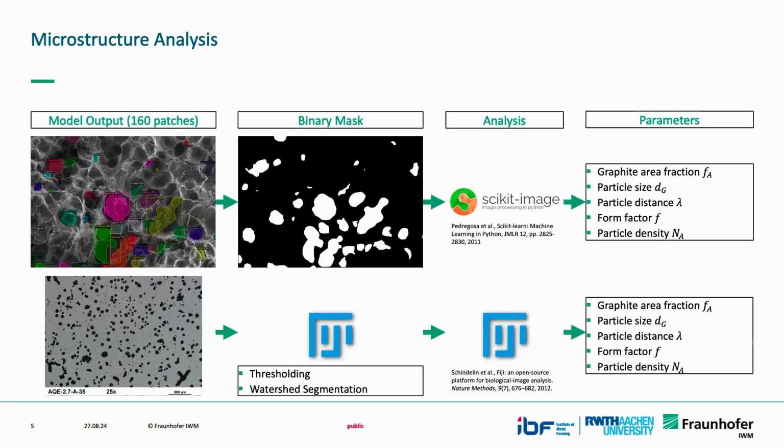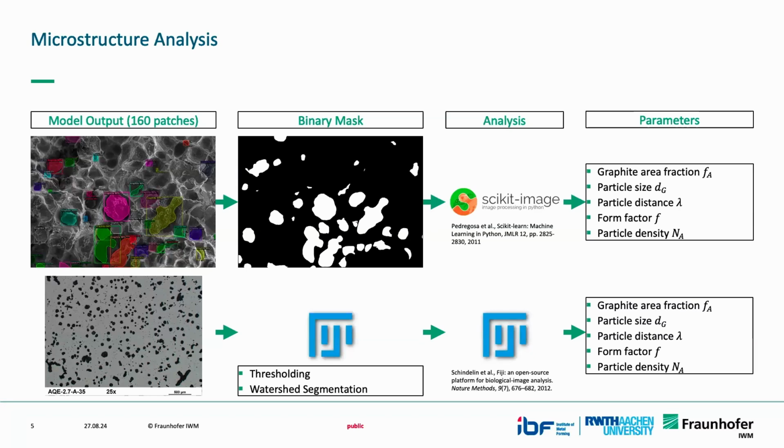And then what we did was we had these segmentation masks, so the model output, and we can make binary images from that. White here are the particles. We use scikit-image, excuse me, to automatically create or extract these parameters for the particles.